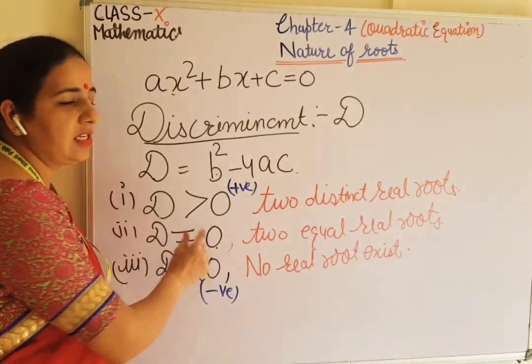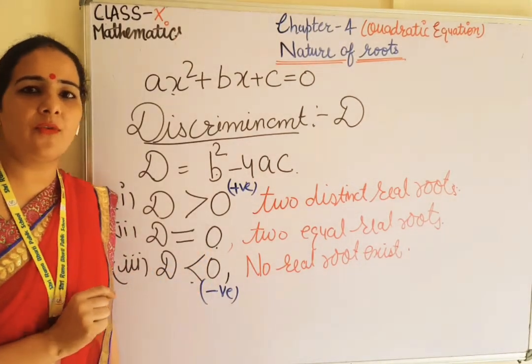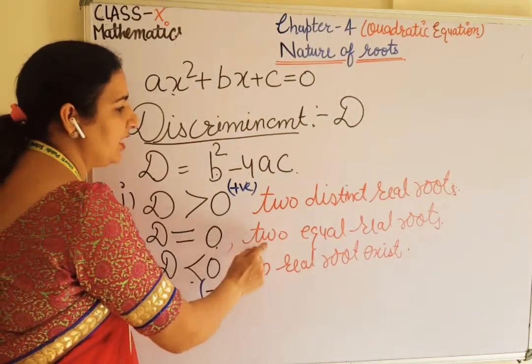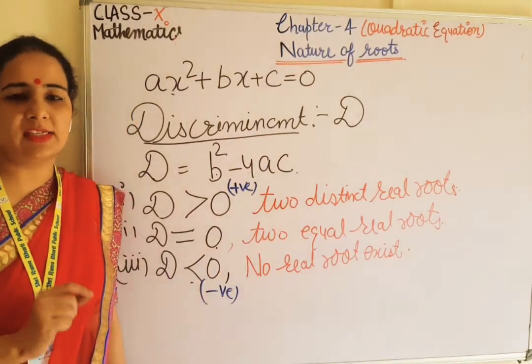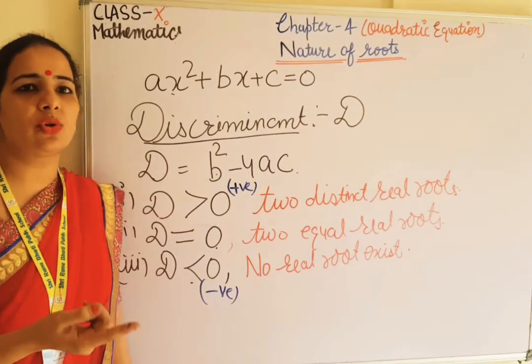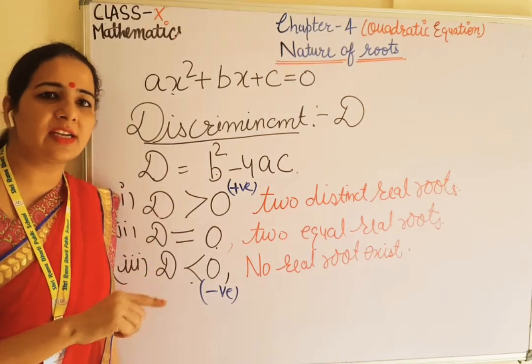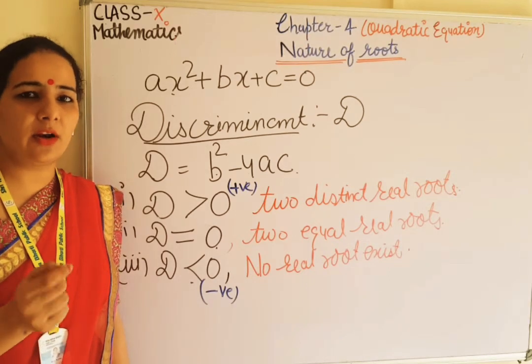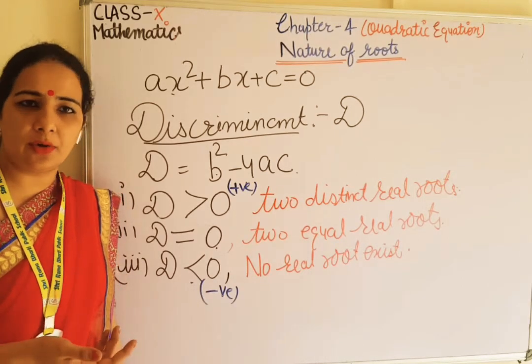If D is equal to 0, then 2 equal roots exist. Two equal roots means if one root is 5, then the next root is also 5. If one is 7, the next is also 7. If one is under root 3, then the next is also under root 3.